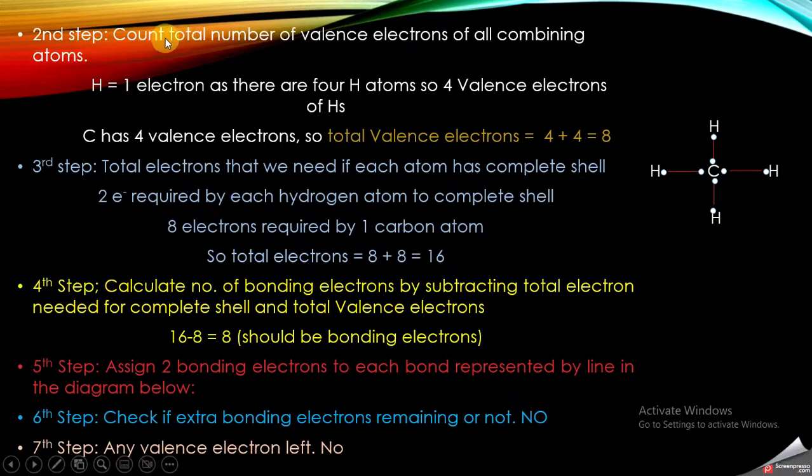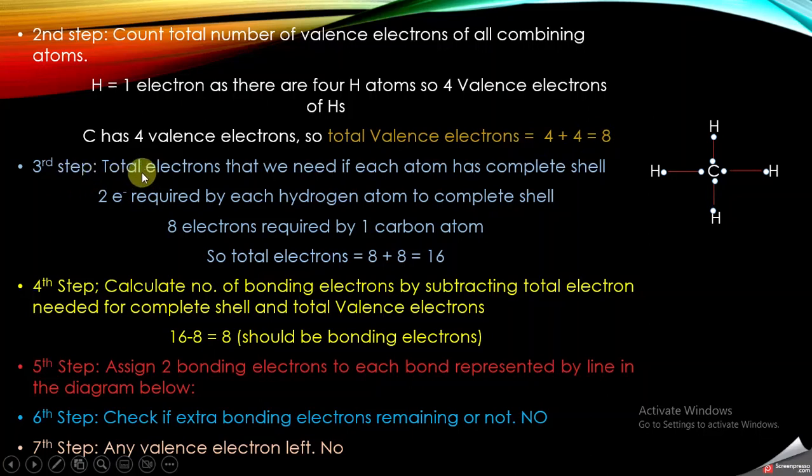The second step is that we count the total number of valence electrons of all combining atoms. Hydrogen has 1 electron, and because we have 4 hydrogen atoms, there are 4 valence electrons for 4 hydrogen atoms. Carbon has 4 electrons in the outermost shell. So we have total valence electrons 4 plus 4, which is 8. Now we go to the third step.